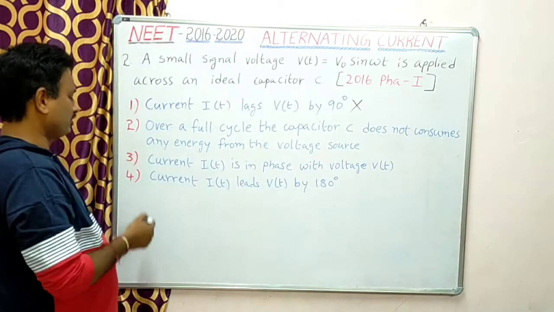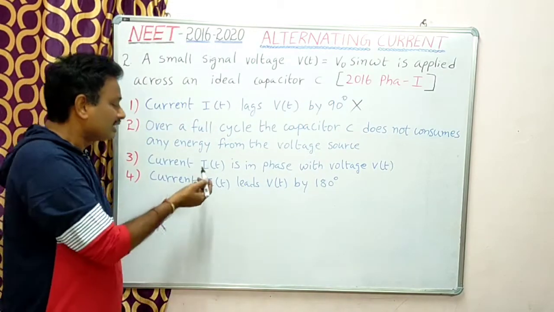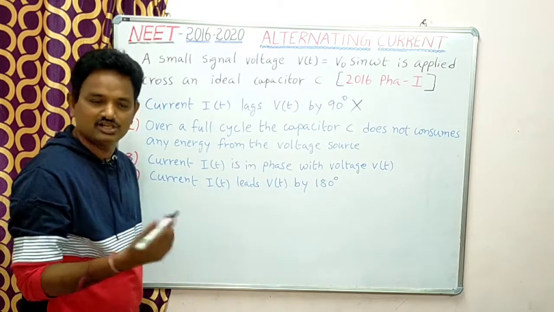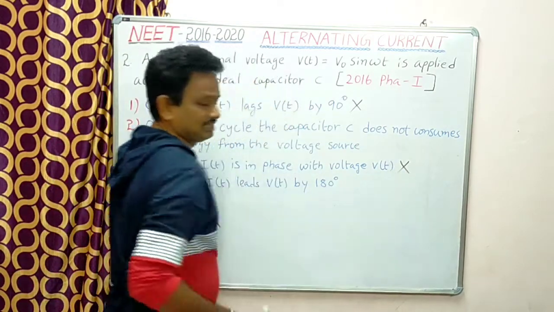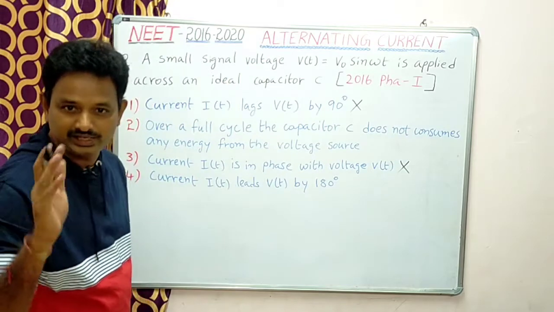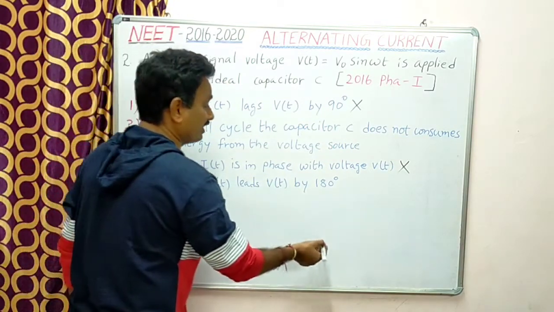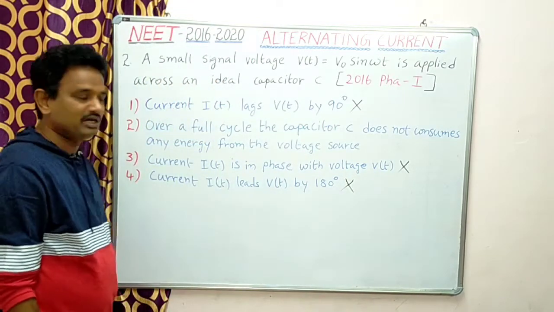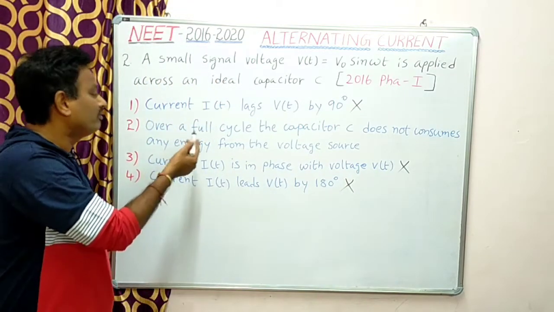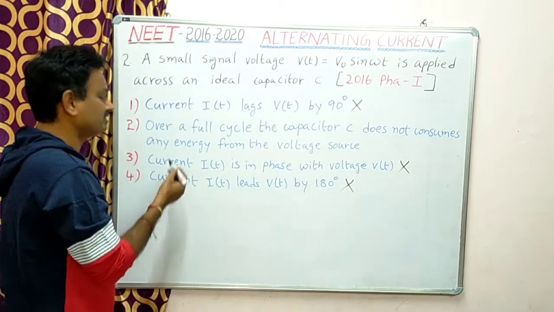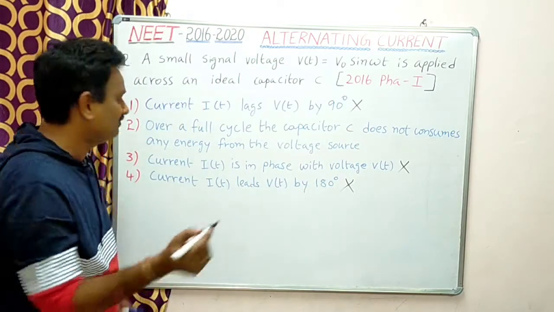And if you go through third option, current I is in phase with voltage. It is also wrong. Why? Because current leads voltage by 90. Fourth option, current leads voltage by 180. It is also wrong. But if you observe second option, over a full cycle, the capacitor C does not consume any energy. See, we will check this.